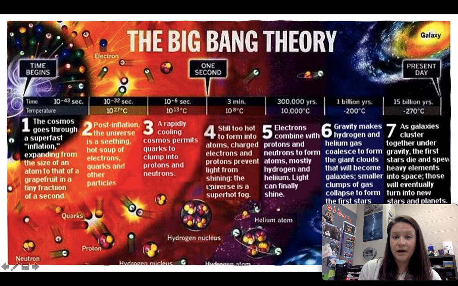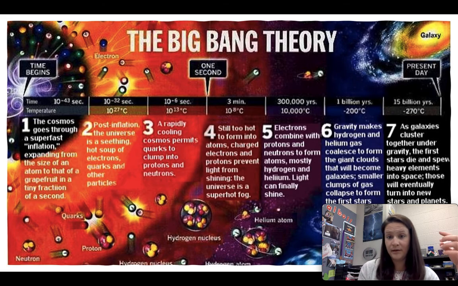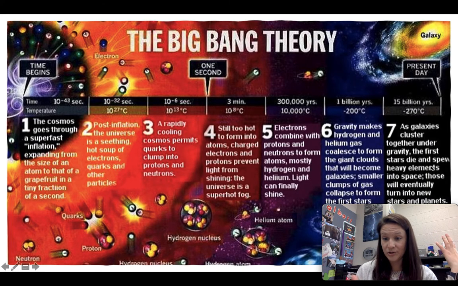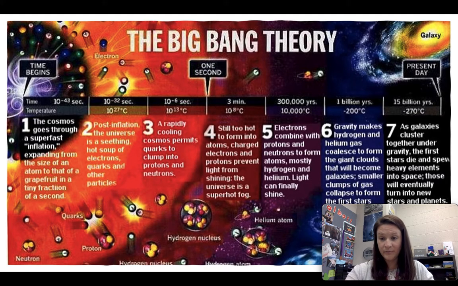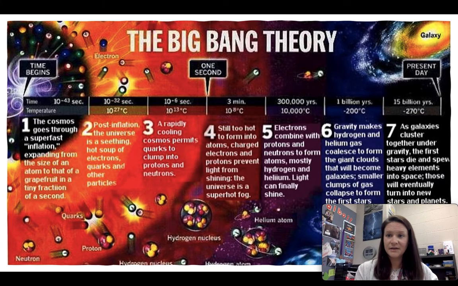And then as it expands outward, farther from where the Big Bang originated, you have electrons combining with protons and neutrons to make the first atoms, mostly hydrogen and helium. Gravity makes hydrogen and helium coalesce to form clouds. That would be your nebulas, where stars would first form. And then you've got your galaxy clusters forming outward, where you would eventually start to see enough stars dying out that would make some of the first planets. So that's essentially the Big Bang.